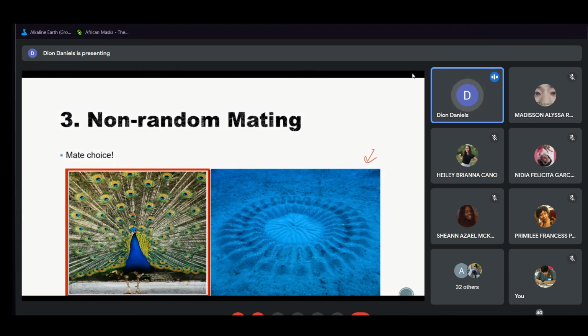So these fish, trying to remember what kind of fish it is. It's the pufferfish. That's what I thought. I just had to Google to double check. So the pufferfish will actually make these patterns in the sand as part of the mating ritual in order to attract the female. So that is another example of non-random mating. The female is choosing a mate based on this behavior, which means that her pufferfish pups will be more likely to exhibit that same behavior.